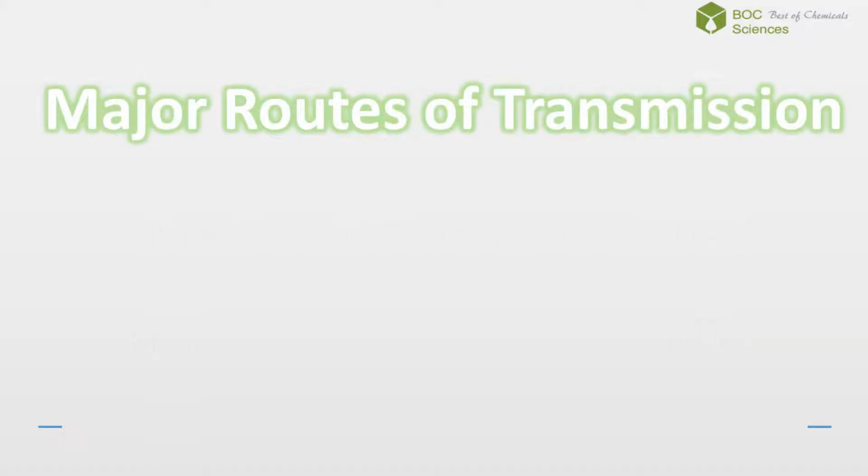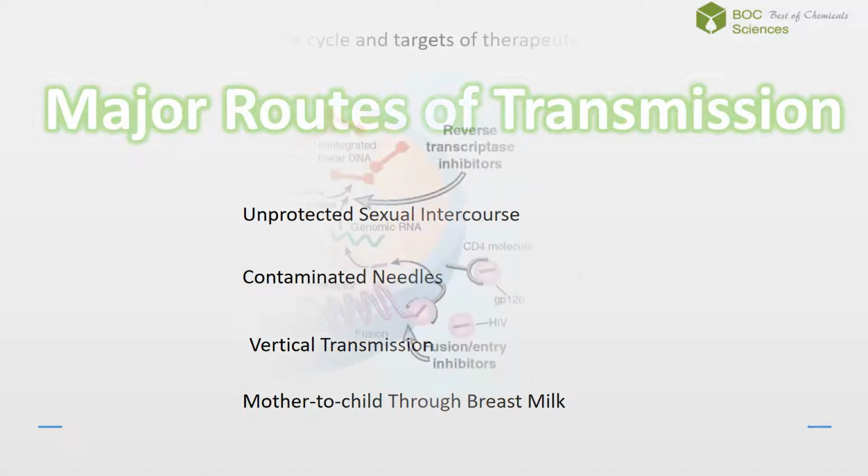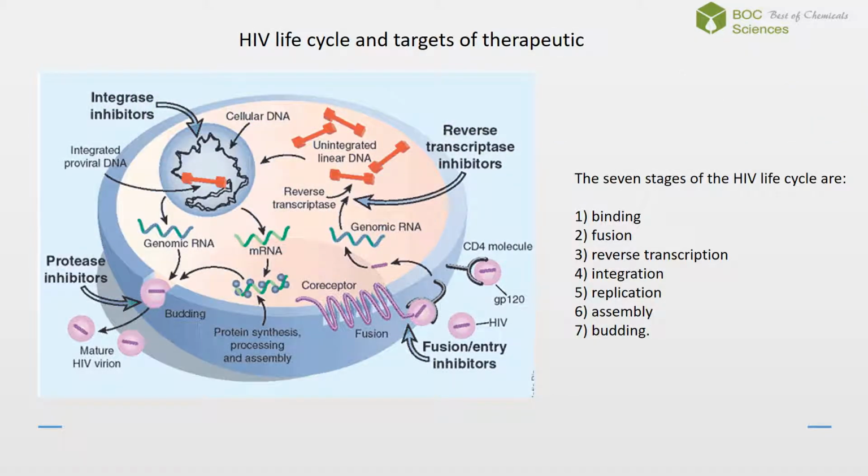The four major routes of transmission are unprotected sexual intercourse, contaminated needles, vertical transmission or mother-to-child, and breast milk. Additionally, viral infection may occur through the transfer of blood, semen, vaginal fluid or pre-ejaculate. The 7 stages of the HIV life cycle are binding, fusion, reverse transcription, integration, replication, assembly, and budding.